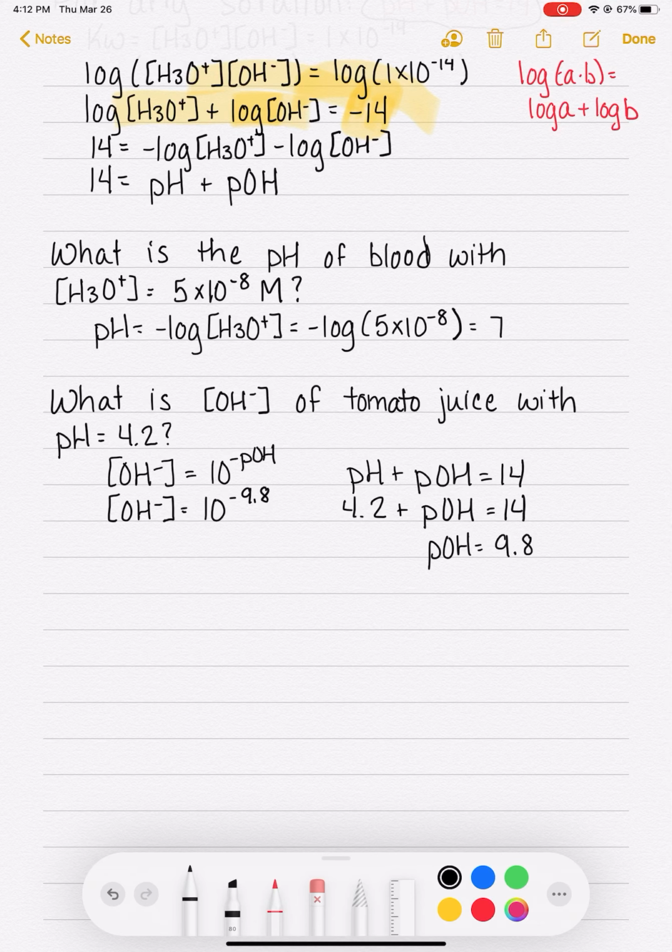Now for me, I'm happy with that answer. The OH minus concentration is 10 to the negative 9.8. But Alex doesn't like that. It wants you to actually type this into the calculator and hit enter and see what you get when you do the math on 10 to the negative 9.8. And you're going to get 1.58 times 10 to the negative 10 molar.